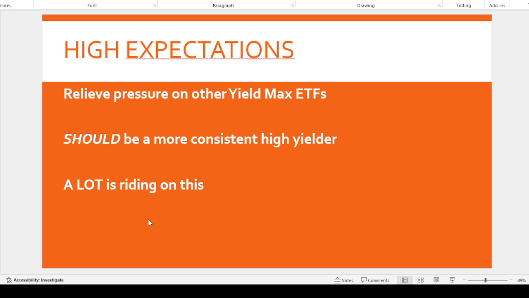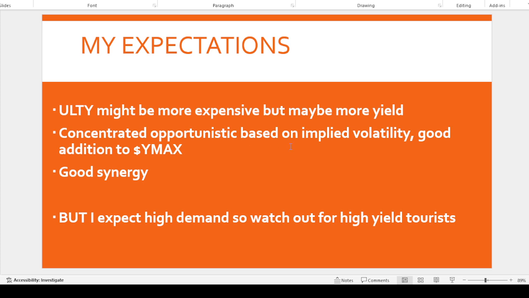I think a lot is riding on this since there's going to be more competition coming. So it'll be more expensive, but because it has more yield, I think in my opinion, this might actually be a better value than say YMAX or YMAG. But well, time will tell. I think because this is concentrated, very opportunistic, and based on implied volatility, it's really a good addition to any broad based ETF like YMAX. So I think there could be potentially good synergies here.